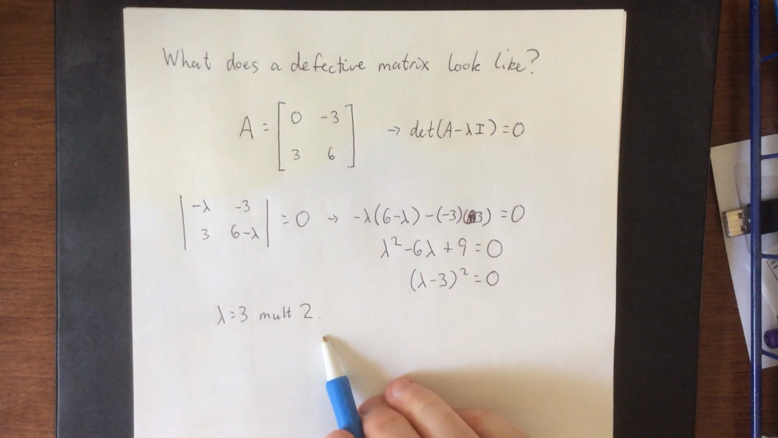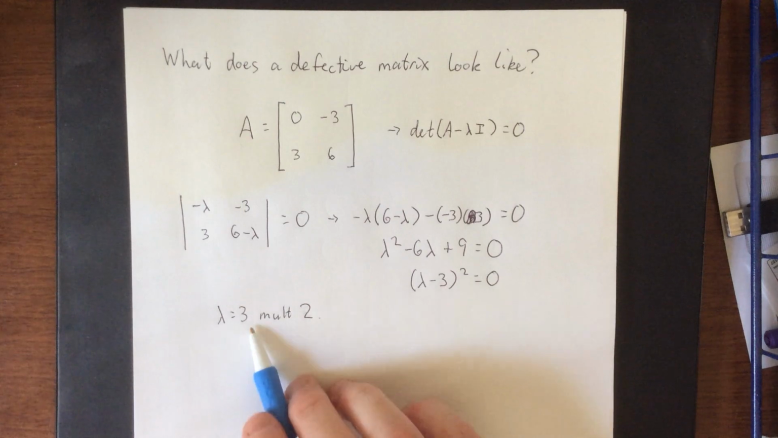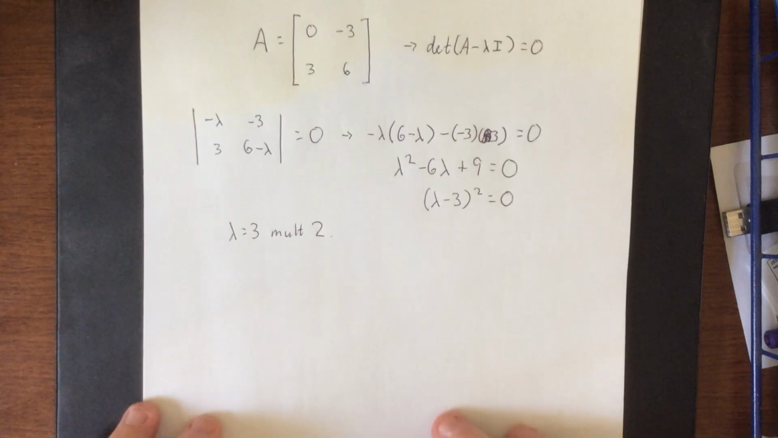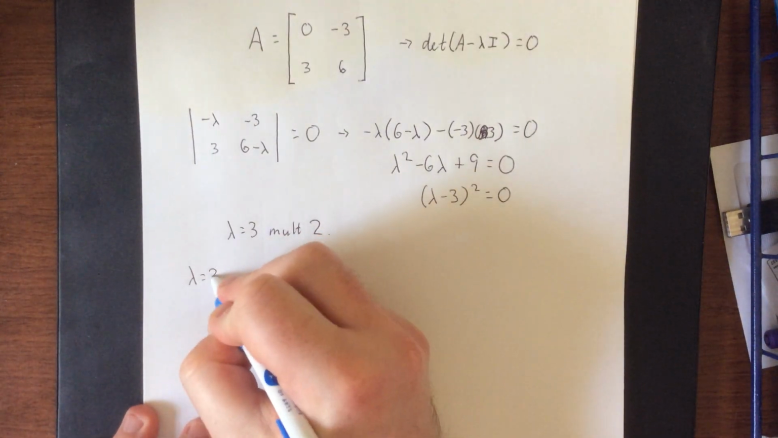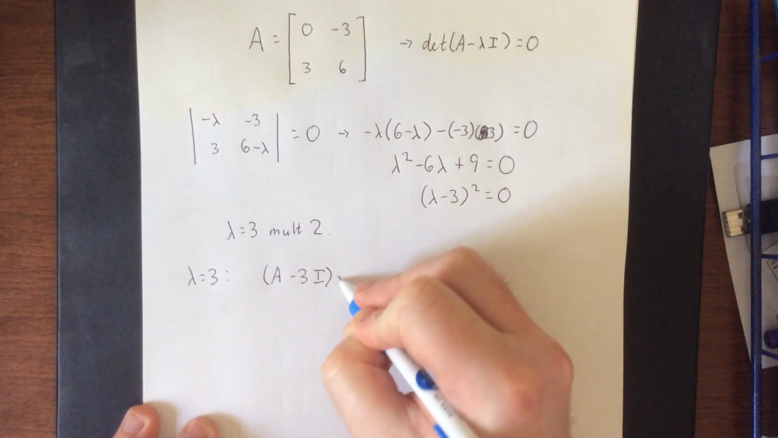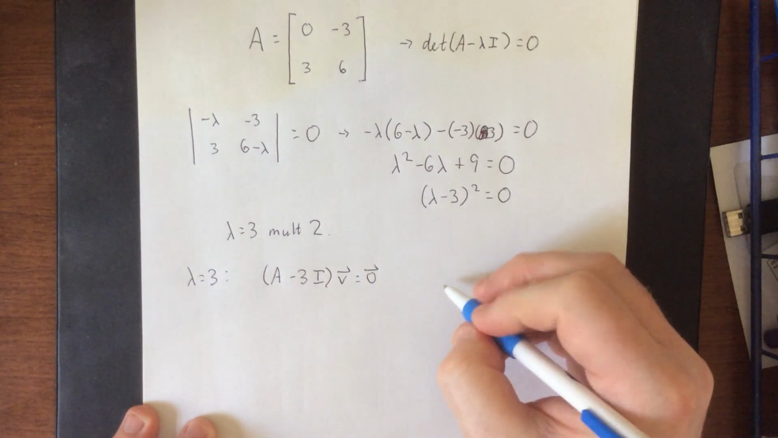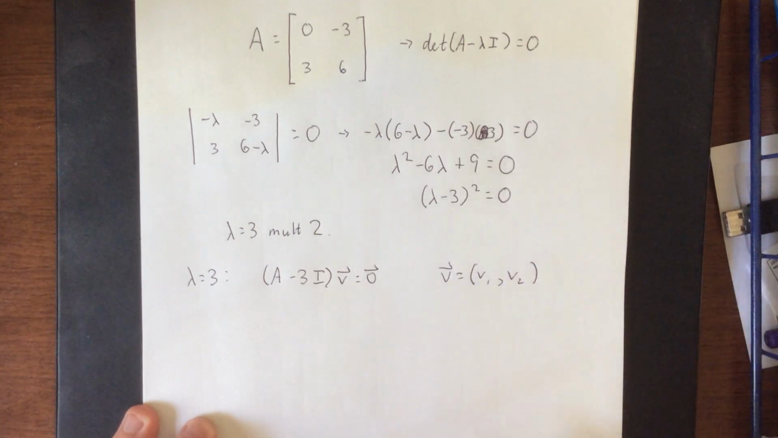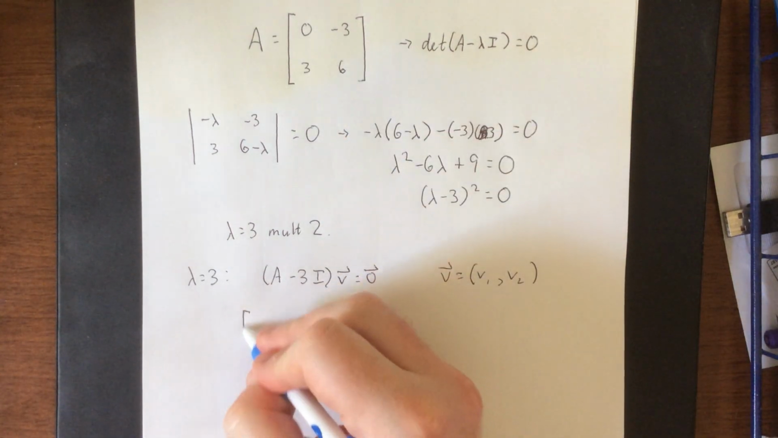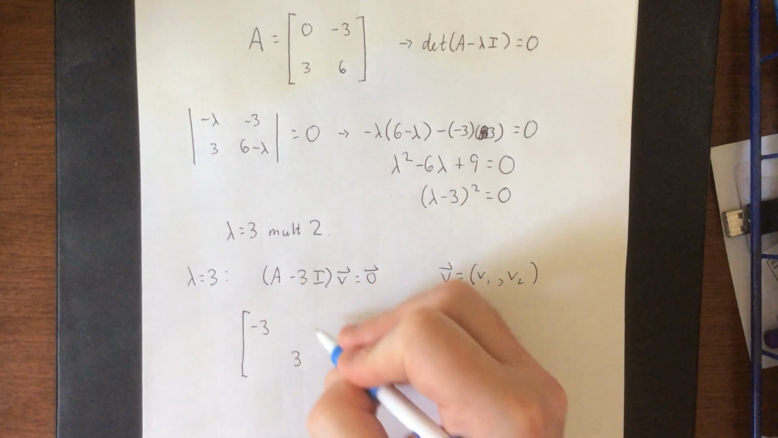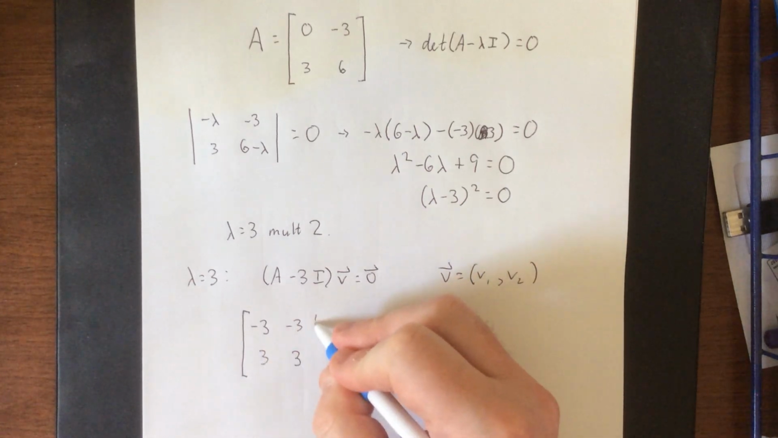The multiplicity of 2 implies that when I plug in lambda equals 3, we should get 2 rows of zeros. We should get 2 free variables. Now let's see what actually happens when we plug in lambda equals 3. So we'll be setting up A minus 3I times v is equal to the 0 vector. Now because it's a 2 by 2 matrix, we're going to assume that v is a vector in R2. So I'm going to be subtracting 3 from the entries on the main diagonal. 0 minus 3 will give us -3. 6 minus 3 will give us 3. Then we'll still have a -3 and a positive 3 left over.